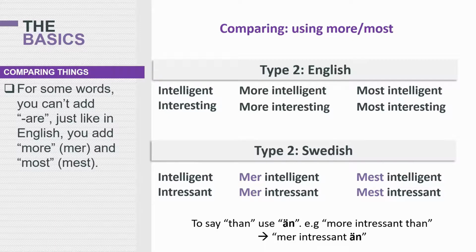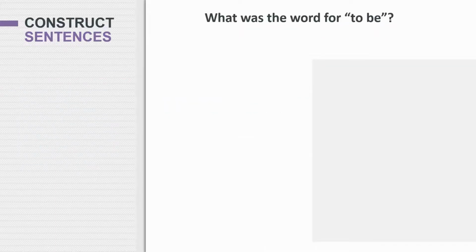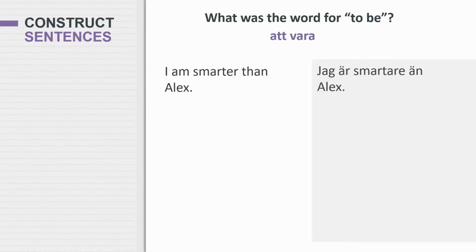More interesting than. So how did you say to be in Swedish? Att vara. If you want to say I am smarter than Alex, how would you say that? I'm smarter than Alex. Jag är smartare än Alex. She is smart, but you are the smartest. So we're talking about one person. She is smart, but you are the smartest.